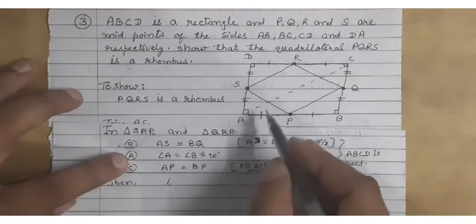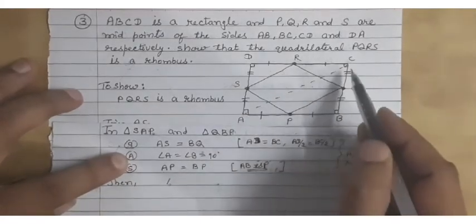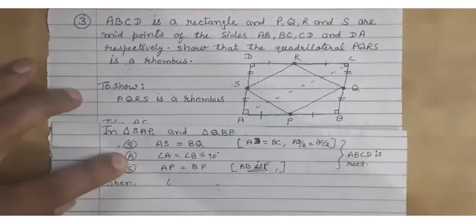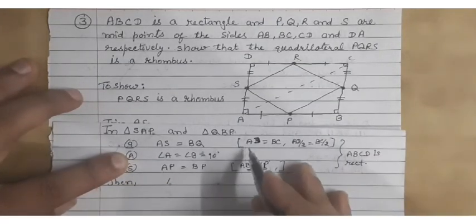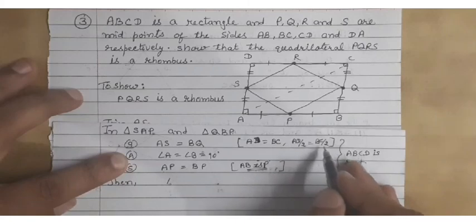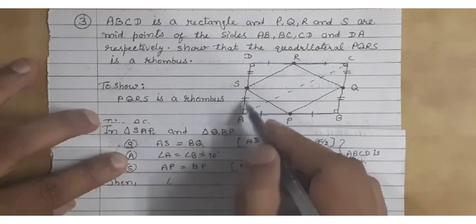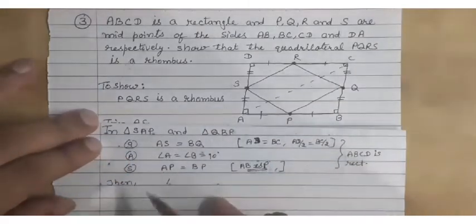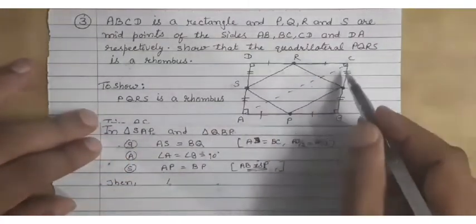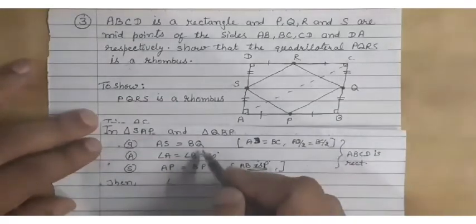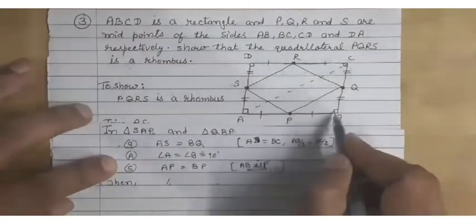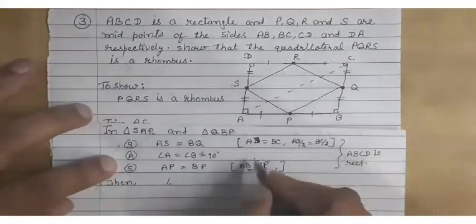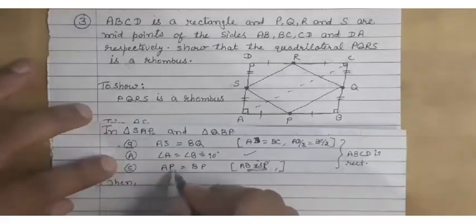In this one, what we know, AD is equal to BC. If I divide by 2, then AD by 2 equals BC by 2. And what is AD by 2? This is your AS. What is BC by 2? This is BQ. Then two angles: angle A is 90 degrees, angle B is 90 degrees, because ABCD is your rectangle.